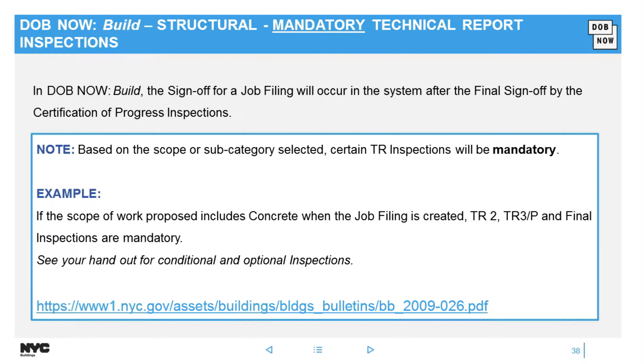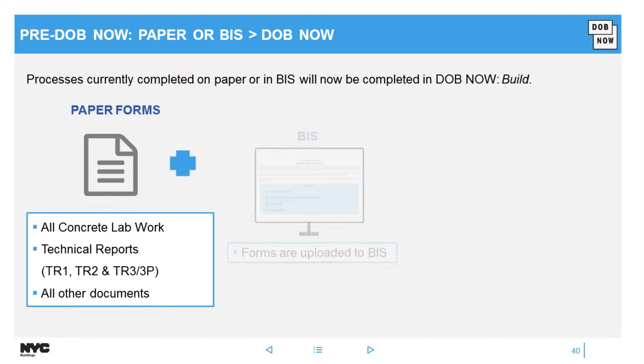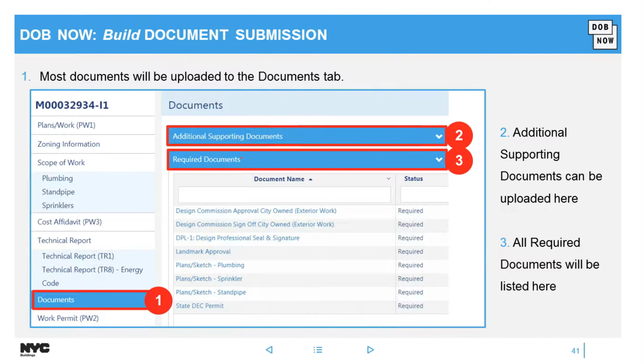To help understand some of the technical reports, I created a table so you could see for each subcategory the inspections that the system will display. So here, let's take concrete. If you read across, you have to do TR3 and TR2 and final. You could do final for all. And again, based on your answer, you may not even have to do the TR2 or TR3 for concrete. So again, all of the paper forms that you've used to submit are now within the system. Anything that you uploaded to Biz is now within the system.